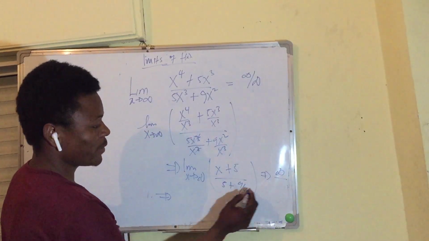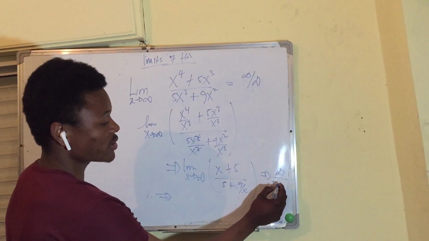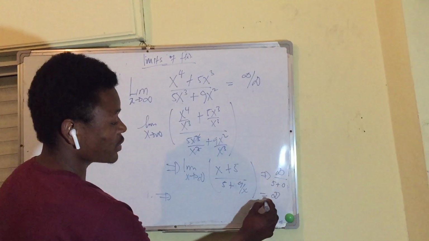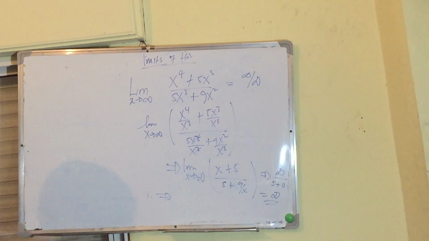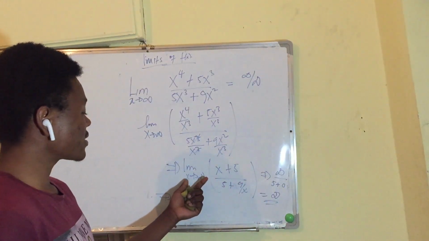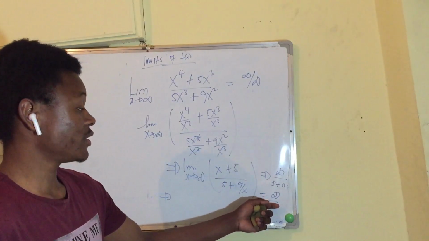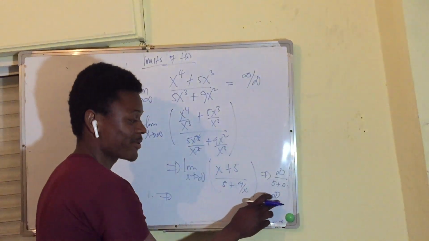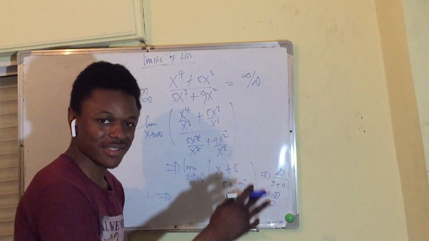All over 5 plus 9 divided by infinity is 0. Anything divided by infinity is 0. So infinity divided by 5 is infinity. So this limit is equal to infinity. When x approaches infinity, the limit equals infinity. So the limit does not exist, it is also infinity.